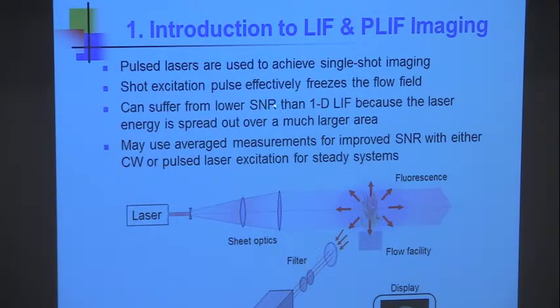These cameras will not have the same high performance as a photomultiplier, but it's good. You can do some averaging depending upon what the experiment is. If the flow is steady or not, you can average. So basically, could be CW laser, could be pulsed, usually pulsed, could be unsteady, could be steady, depends. Lots of possibilities.